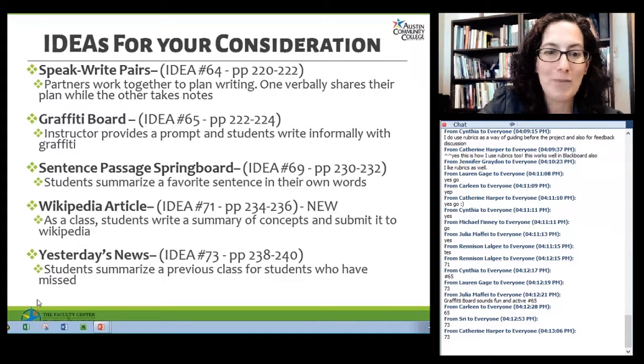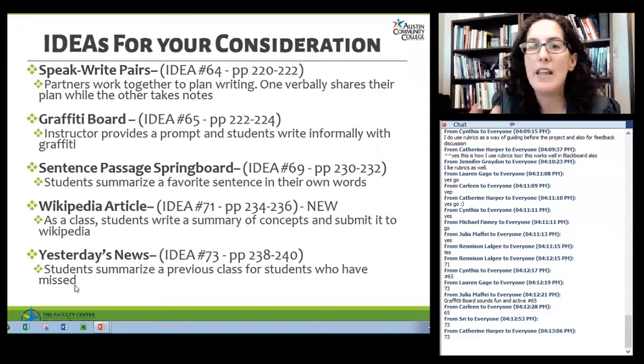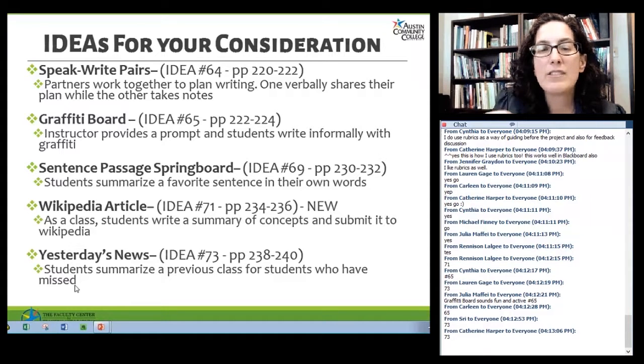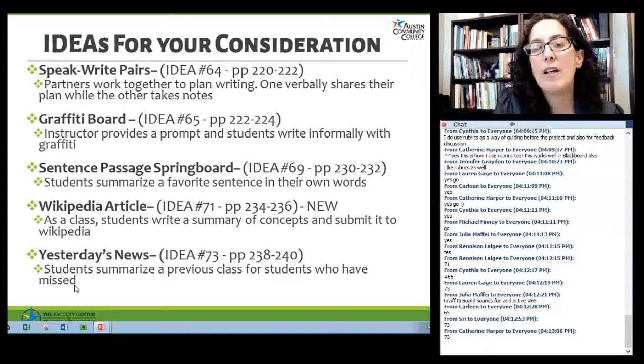That's a longer term project. Yesterday's news, this is essentially, and you can do it at any point, but you ask students to summarize the last class. So you could do it at the end of this class. What did you just talk about? You could do it when they walk in the next day and say, hey, y'all have to summarize what we talked about last time. Any way you do it, but the idea is you challenge students to summarize the entire session for a student who ostensibly wasn't there. So that's yesterday's news, and that's number 73.